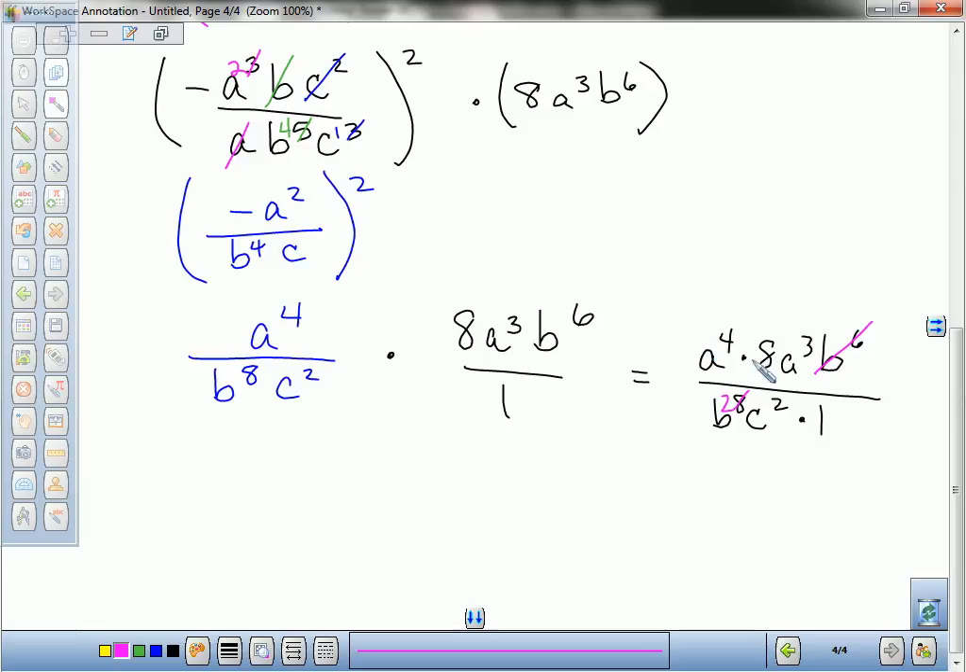And now, if I look at my numerator, do you see I have an a to the 4th and an a to the 3rd? So that makes an 8 a to the 7th over b squared c squared. So do we have to do this whole thing, or can we stop when we get this? This is the final answer. Okay. Yep, that's what we'd be looking for. All right, so this would be like the hardest type problem.